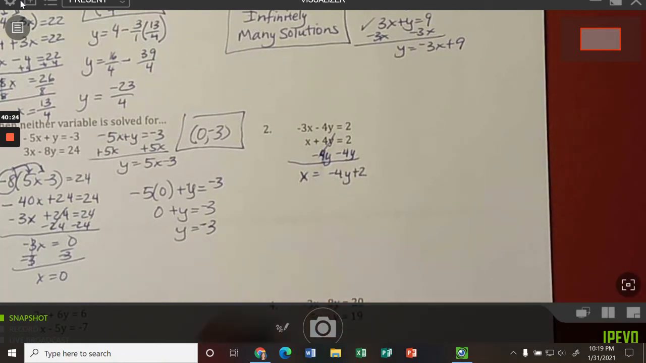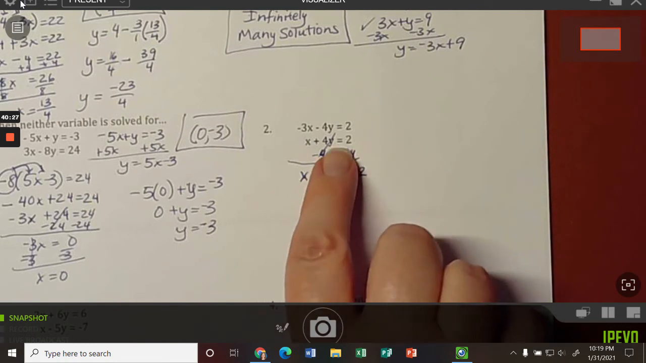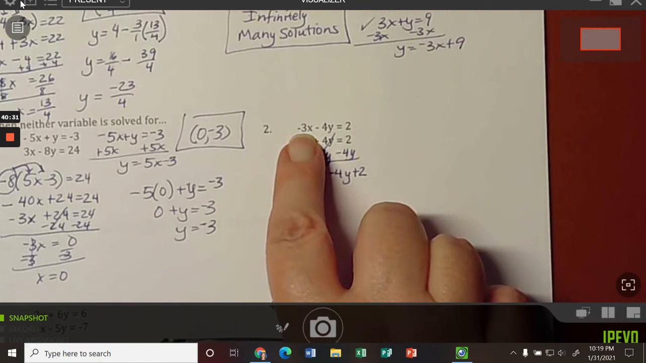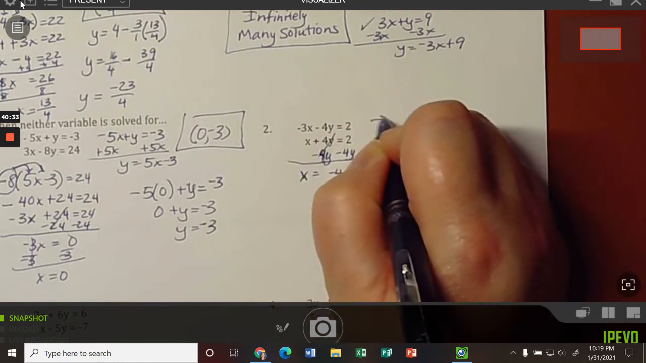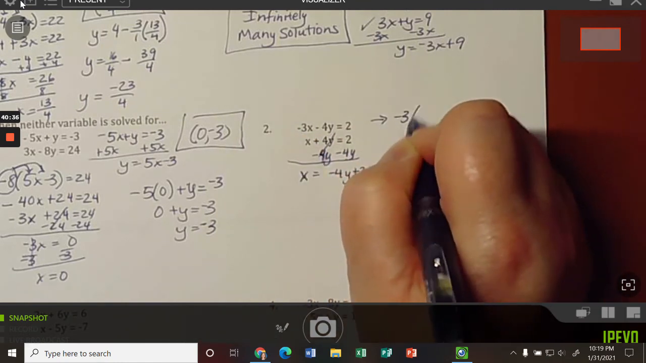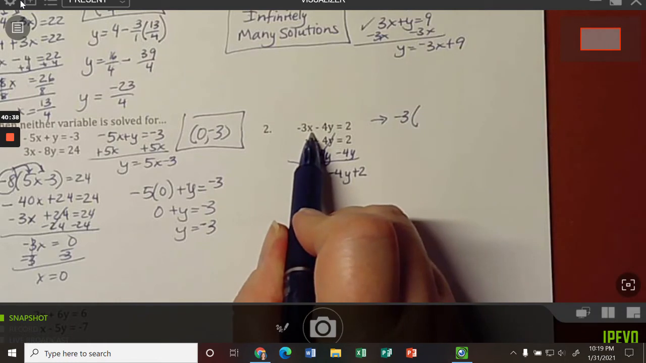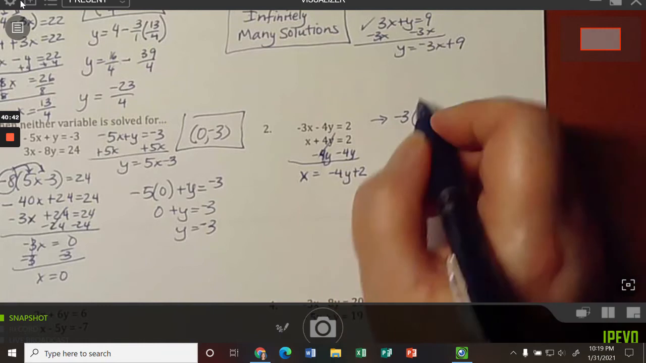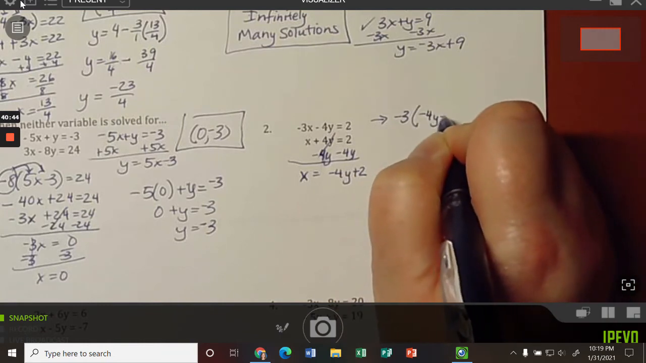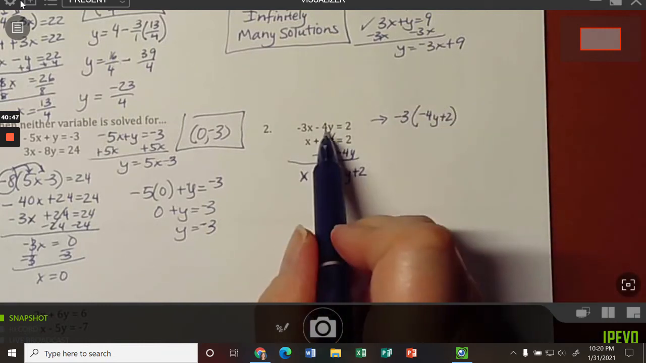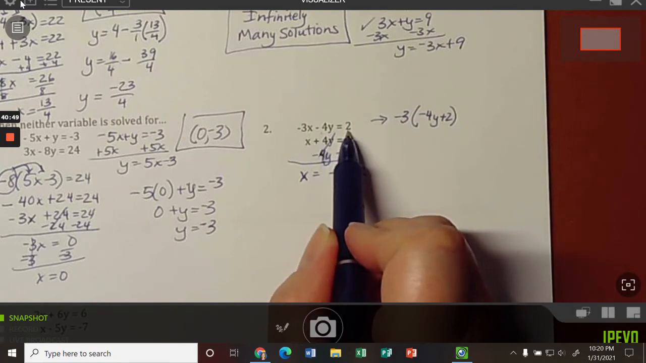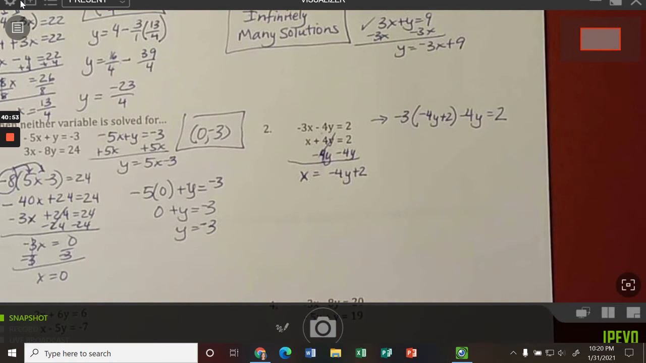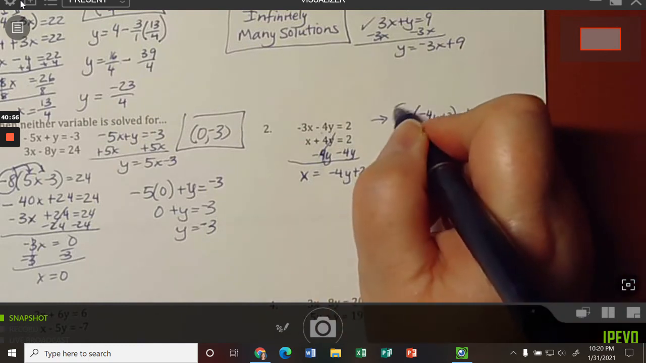And then once we have isolated that x, in the second equation, we will plug that in or substitute that into the top equation. Okay, so bring this equation over. Negative 3 times, instead of saying negative 3 times x, we're going to say negative 3 times the quantity, negative 4y plus 2. And then bring over the minus 4y equals 2. So we are going to distribute this negative 3.